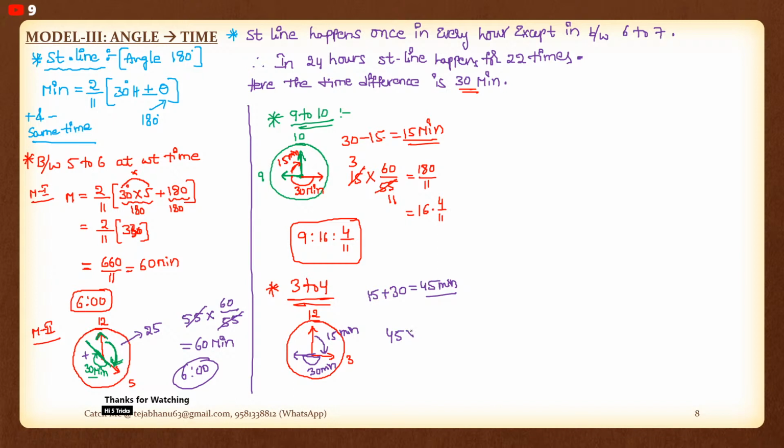That is 45 into 60 by 55. 6 9s are 54, 540 by 11. 11 4s are 44, next remainder is 10. 9s are 99. 1 by 11. That means 49 1 by 11. Both hands are in a straight line.